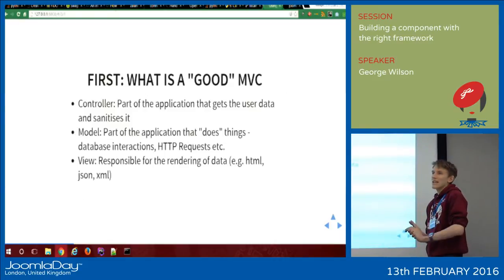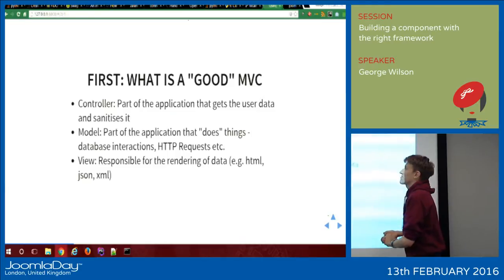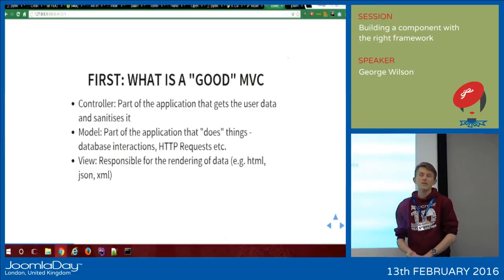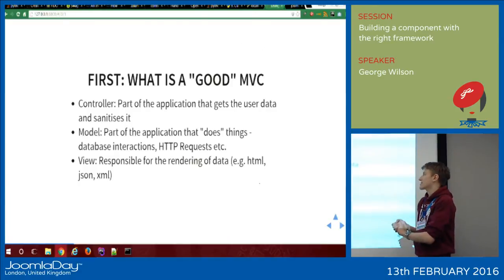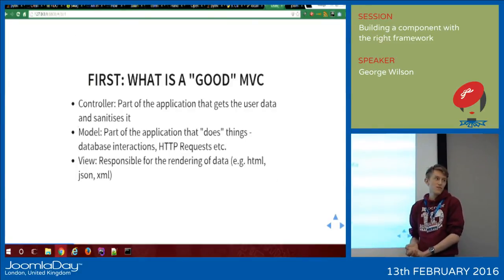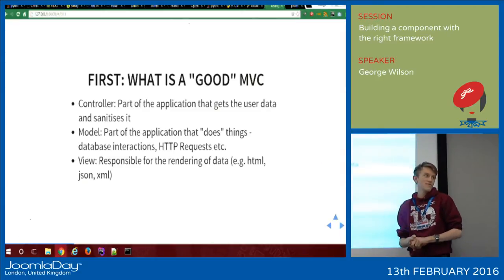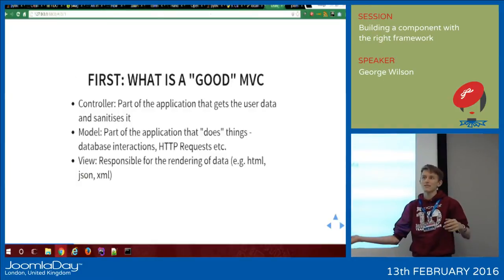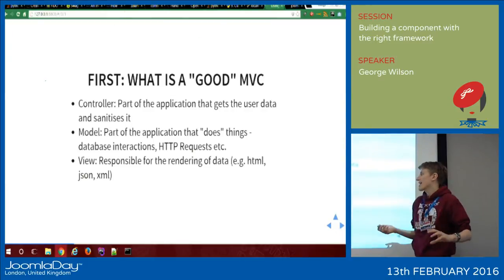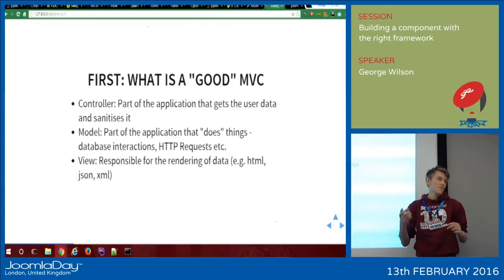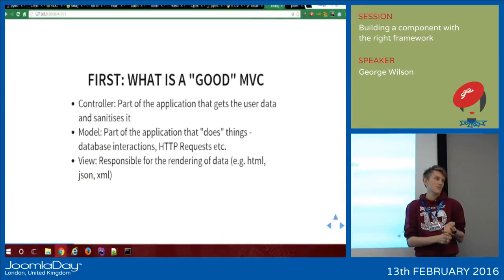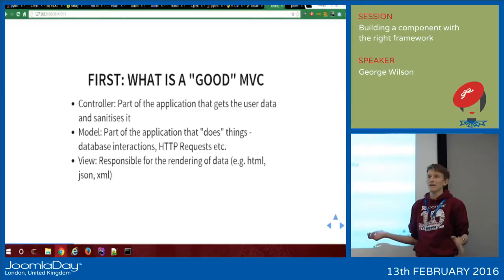So let's just formally make some rough definitions of what we expect. In our MVC, we have our controllers, our models, and our views. Our controller is the part that is going to get the user data, sanitize it, and then call the model and the view where relevant, or perform some sort of redirect. Our model is largely the thing that actually does the action, whether that's making HTTP requests, doing database queries, anything like that. And then your view is responsible for making some sort of representation of that data. It doesn't matter what the format is, whether it's HTML, or some sort of web service outputting JSON or XML.